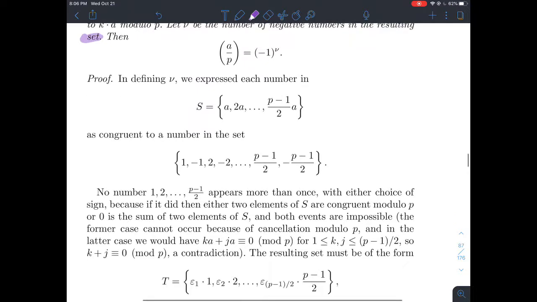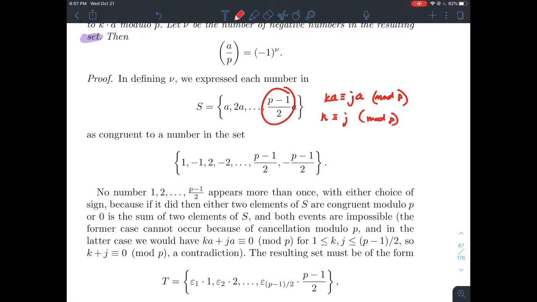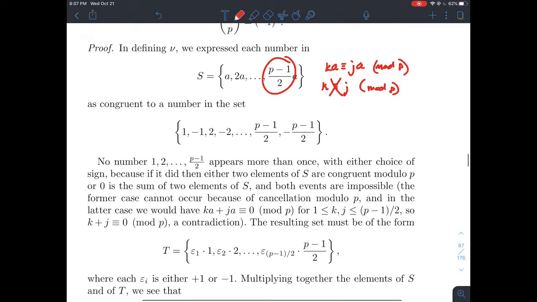And so let's talk about, well, what if it did? Well, that would mean that, say, two elements of this set are congruent modulo p, but that can't happen because of the cancellation property that we have modulo p. So for instance, if ka was congruent to, I'll pick a different letter, ja mod p, then that would just say that k is congruent to j. But that's impossible because k and j are both less than or equal to (p minus 1)/2, which is less than p. So these things can't be congruent mod p. So that is false.